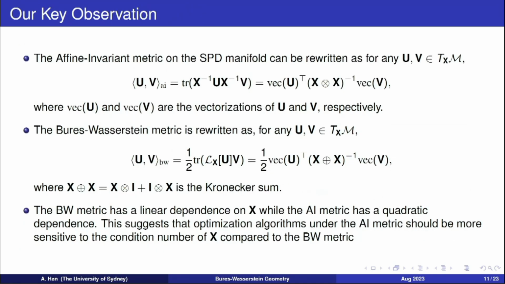So one key motivation of the first work is dissecting the metric dependence on the base point x. For the affine invariant metric, we can rewrite the metric in a vectorized form such that the metric tensor is the inverse of x ⊗ x, where this ⊗ symbol represents the Kronecker product. On the other hand, the Bures-Wasserstein metric has a metric tensor which is the inverse of x ⊕ x, where this ⊕ represents the Kronecker sum. So it is clear that the BW metric only has a linear dependence on the base point, while the AI metric has a quadratic dependence. This quadratic versus linear dependence on x should affect especially the conditioning of the algorithms around the optimal solution, and especially when x is an ill-conditioned matrix.